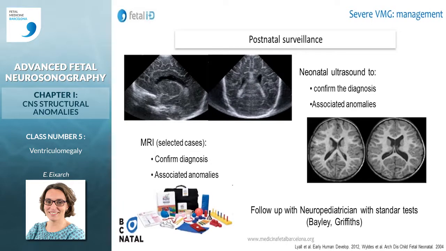What will the postnatal management be? Ultrasounds will be performed to confirm the diagnosis and assess the associated anomalies that we weren't able to detect antenatally, and also an MRI if necessary to confirm the diagnosis of associated anomalies. In these cases, we should always arrange follow-up with a pediatrician to evaluate the neurodevelopment of these children.